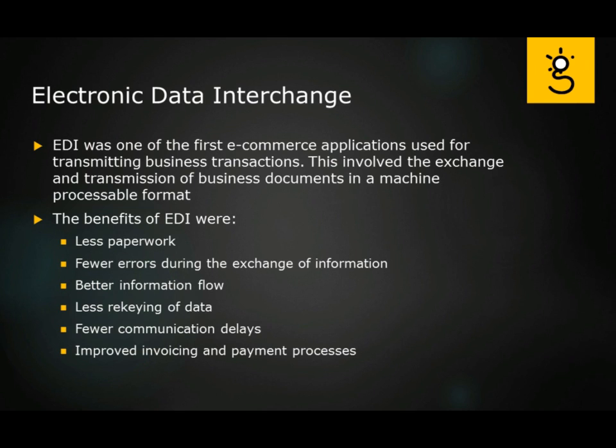We had less rekeying of data to go through, because if you can electronically send me a form, that's different than if you faxed me a form. If you faxed me a form, I'd still have to rekey the information into my system. But if you can electronically exchange it to me, then it should go straight into my system, and I don't have to rekey it. Fewer communication delays, and of course, that can improve things like invoicing and payment processes.